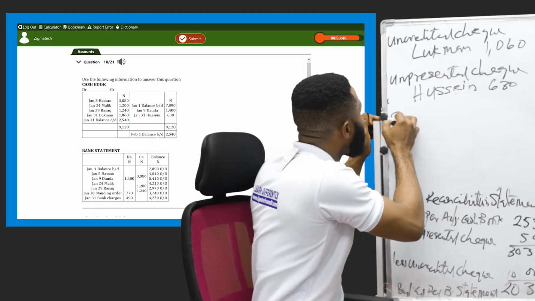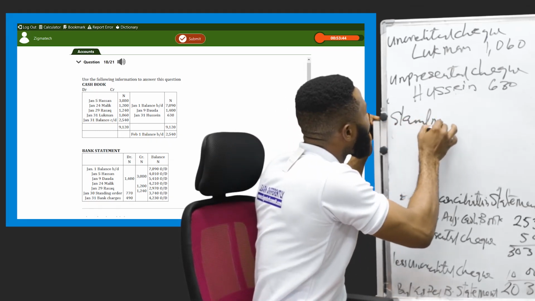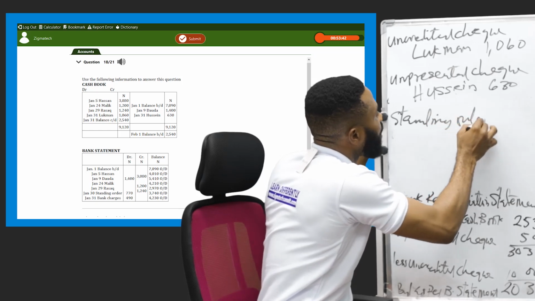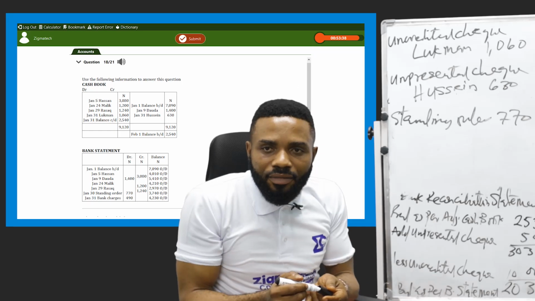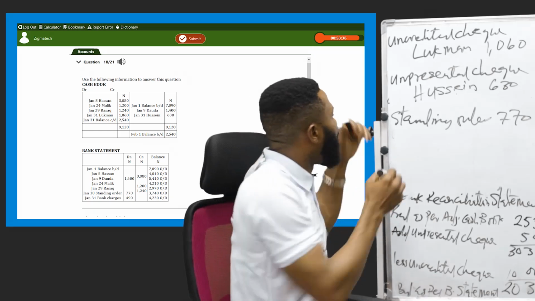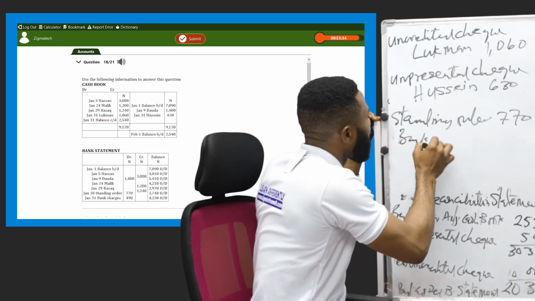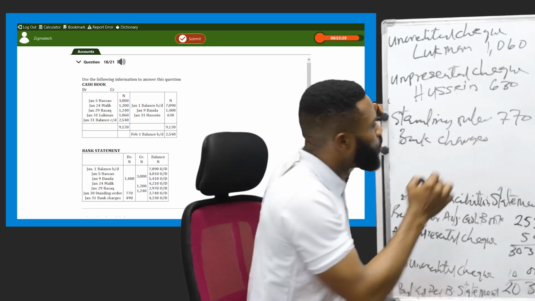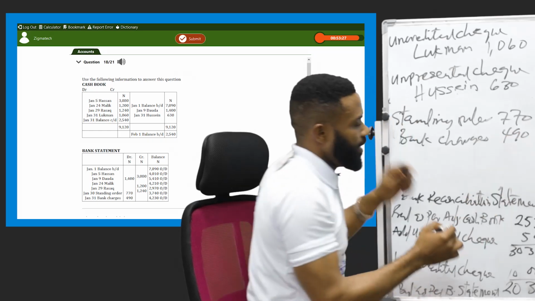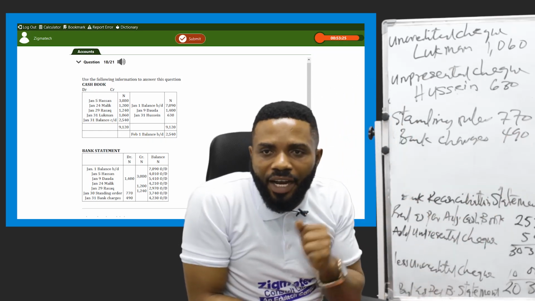So that is one of those charges. You come here and write standing order. This standing order is 770. The next one there is bank charges. Bank charges is how much? 490. So these two transactions are there.